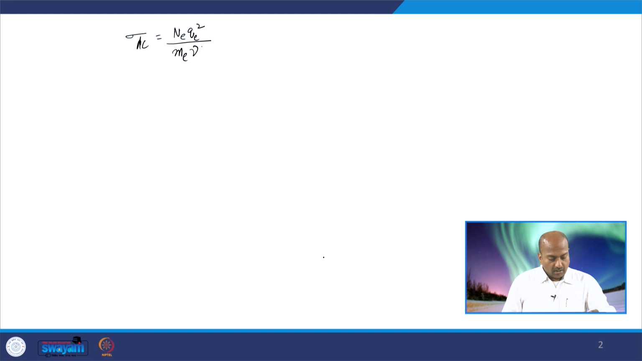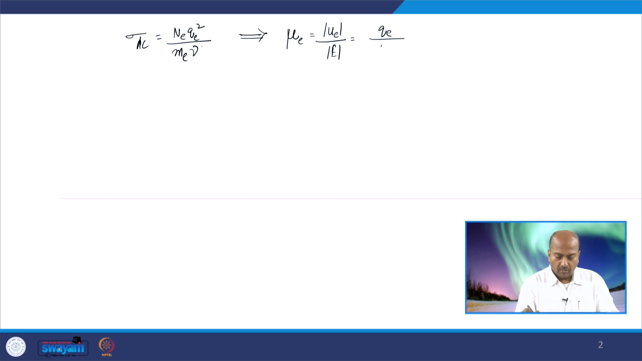So we have already made time varying terms to be 0, and we also neglected the pressure gradient force, and in this simple assumption we have obtained this expression. This expression also leads towards the mobility of electron. Mobility is the velocity per unit electric field, let us say UE by E, which will be QE divided by me nu. We also discussed the consequences of this expression in terms of how the mass of the diffusing species and the number of collisions it encounters will affect the mobility, right?